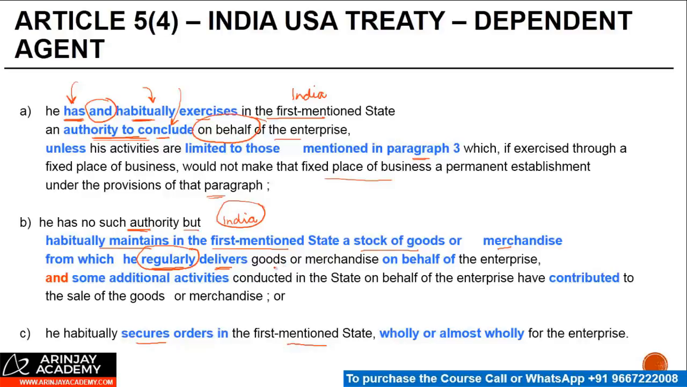Right? Goods or merchandise on behalf of the enterprise and some additional activities. Not only should the delivery be regular, but there should be some additional activities conducted in the state, in India, on behalf of the enterprise which have contributed to the sale of goods or merchandise. Not only should the activity of delivery be there, but some sales activity or some other activity which results in the conclusion or the sale of goods should be carried out by the agent. The second piece may be missing in some of the treaties, right? And you need to watch out for this.